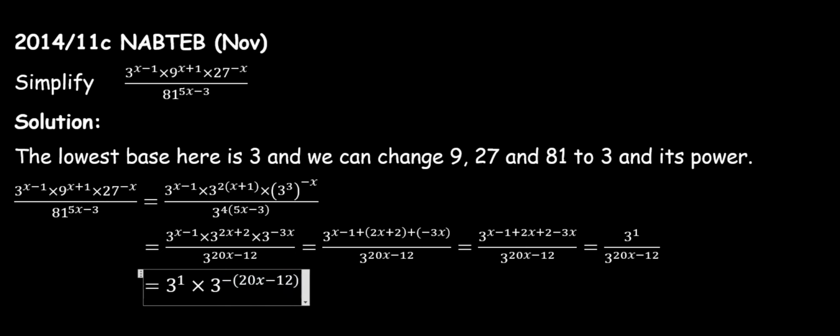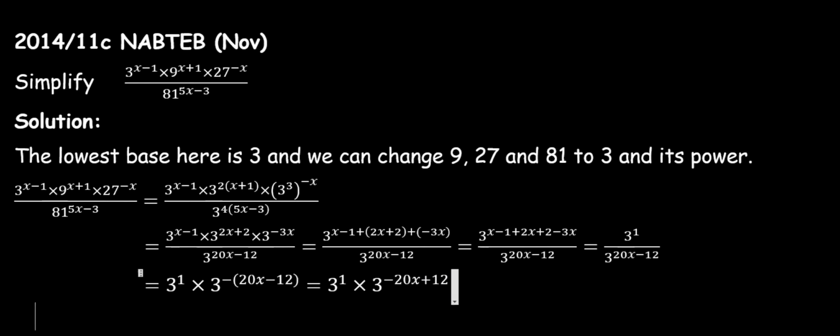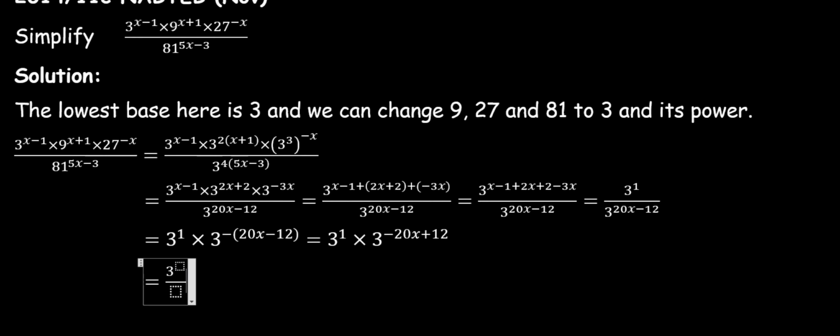And that will still give us the value of 3 raised to power 1 times 3 raised to power minus 20x. And minus times minus become plus in front of 12. So it becomes plus 12. Now we go further. That will be 3 raised to power 1 plus 12. That of minus, we take it down to work freely with. And that will be 3 raised to power 20x. That will be equal to 3 raised to power 13 over 3 raised to power 20x.